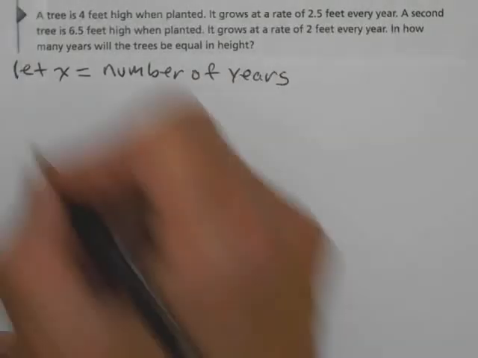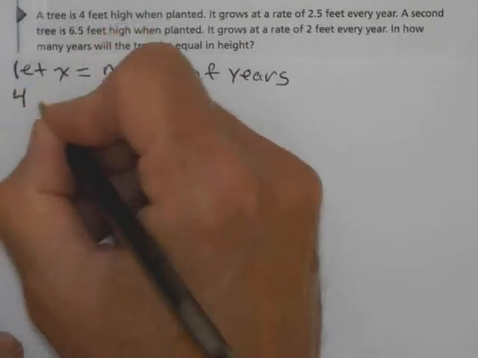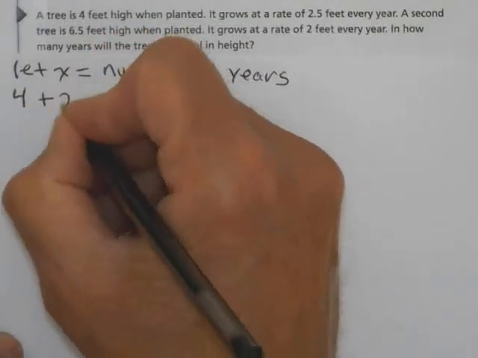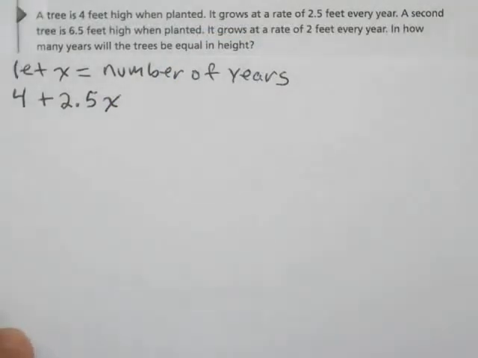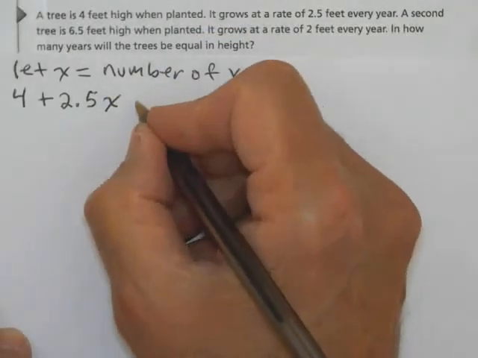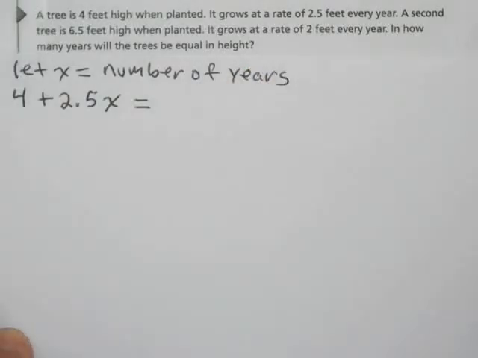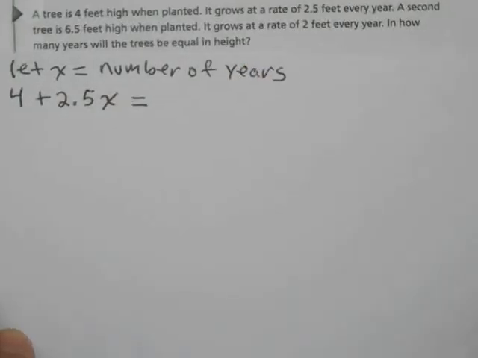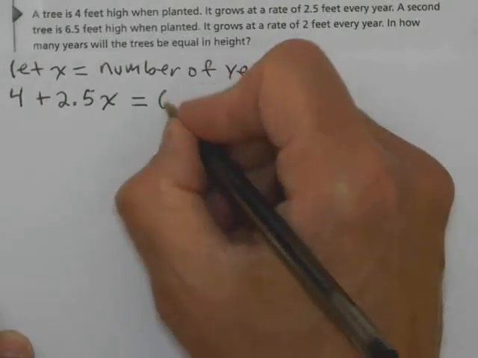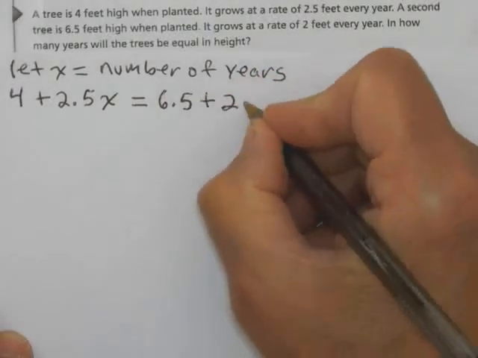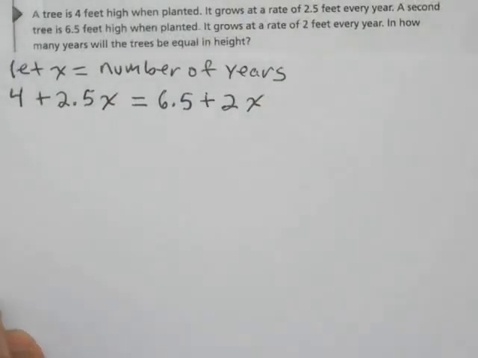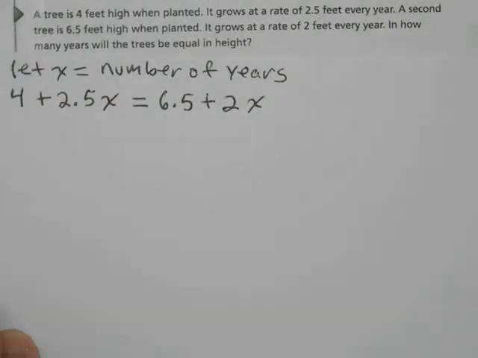This first tree is 4 feet tall when it's planted, and it's going to grow at 2.5 feet per year. I don't know for how many years, and that's why I'm using the variable x. I do know it grows 2.5 feet each year. At a certain point, that tree is going to be equal in height to another tree that when it was first planted was 6.5 feet tall and grows at a rate of 2 feet per year. Now I've got an equation. It's an equation with the variable on both sides, and now I'm going to solve it.